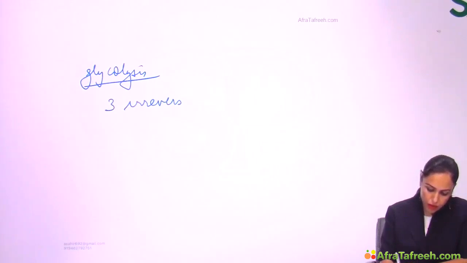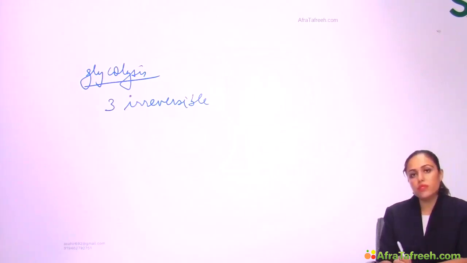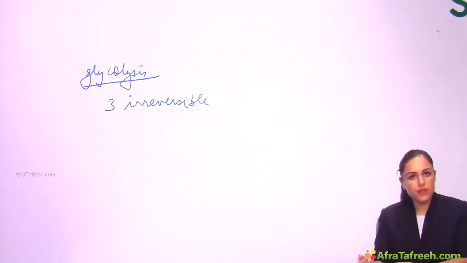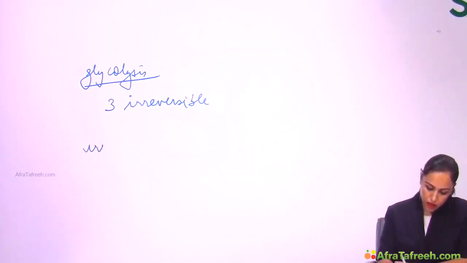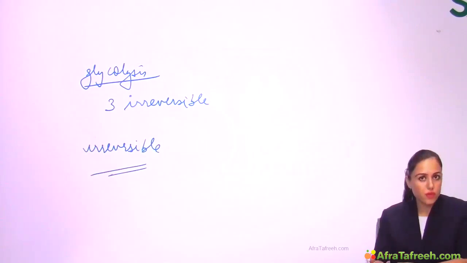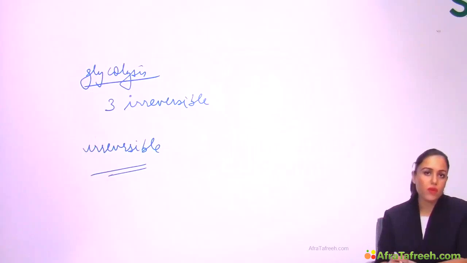Now tell me, how many irreversible steps are there in glycolysis? In glycolysis, there are a total of 10 to 11 steps. Out of them, 3 are irreversible, and the rest, 7 or 8, are reversible steps. So tell me, is the glycolysis pathway reversible or irreversible? Yes, glycolysis is irreversible. Even if one step is irreversible, the pathway is irreversible.